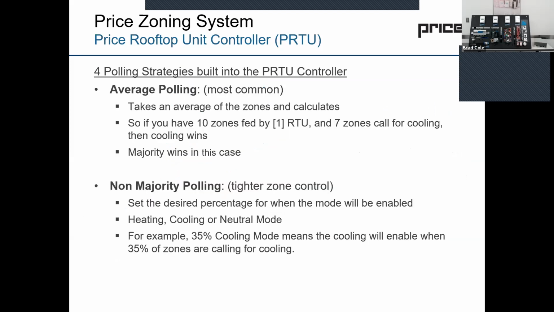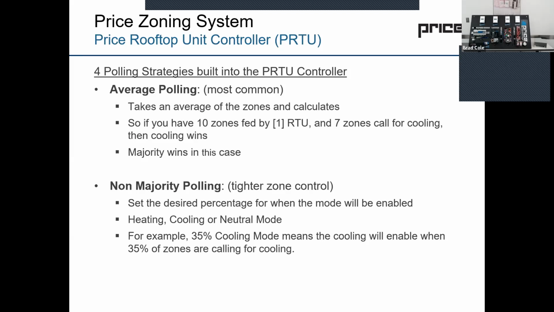So built in the PRTU or within the thermostat and the logic are 4 strategies. These come canned. You don't have to be a special programmer to set these up. But the most common is average polling. That's the default that comes in the controller. So if you've got 10 zones and 7 are calling for cooling and 3 are calling for heating, well, the majority wins and cooling kicks in.